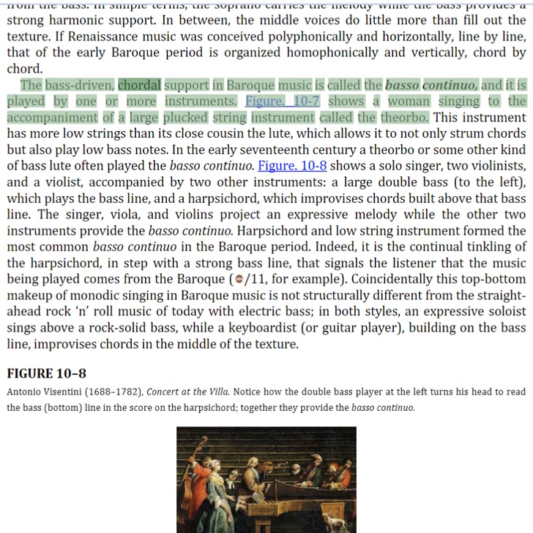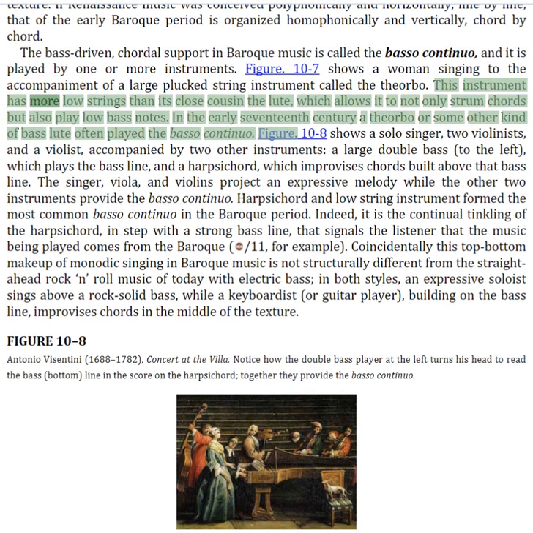The bass-driven, chordal support in Baroque music is called the basso continuo, and it is played by one or more instruments. Figure 10:7 shows a woman singing to the accompaniment of a large plucked string instrument called the theorbo. This instrument has more low strings than its close cousin the lute, which allows it to not only strum chords but also play low bass notes. In the early 17th century, a theorbo or some other kind of bass lute often played the basso continuo.